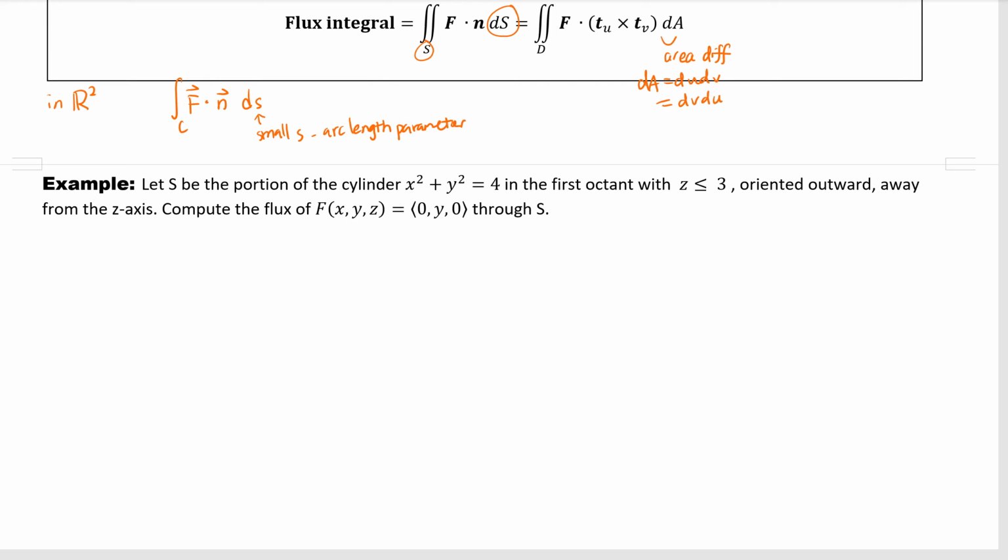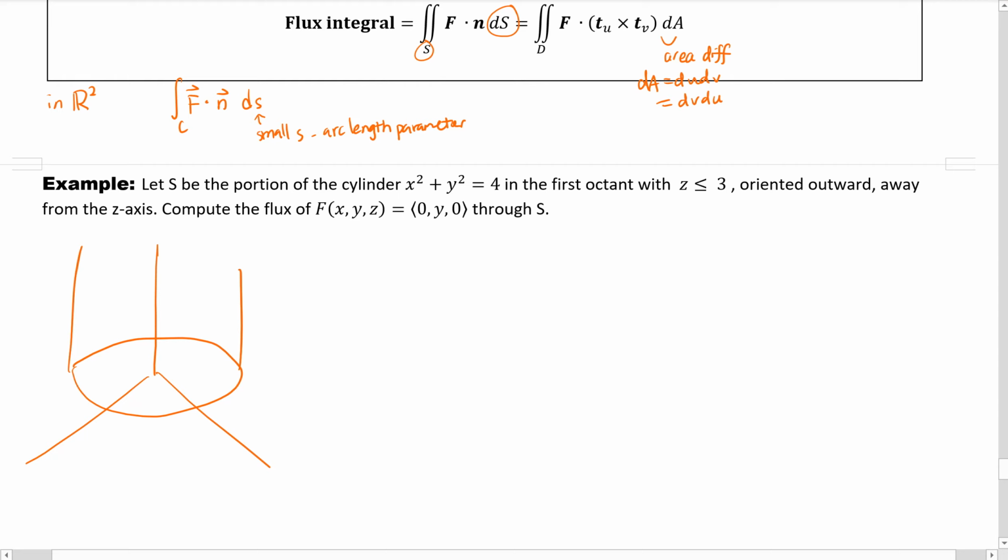Okay, so let's draw the picture. So, a cylinder, well, the radius is 2, in the first octant. Then we have to restrict, right? We restrict to these pieces, with z less than or equal to 3, let's say this is 3. So this is the piece. So far so good, everybody?